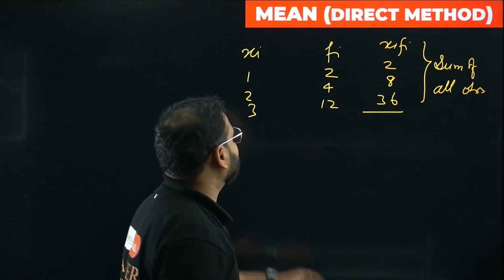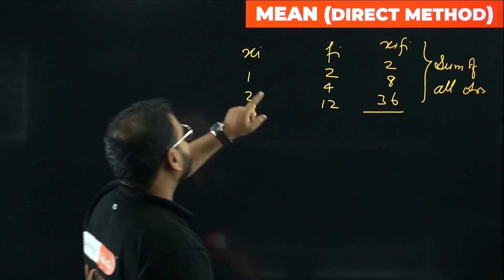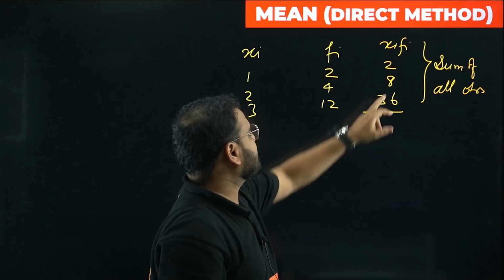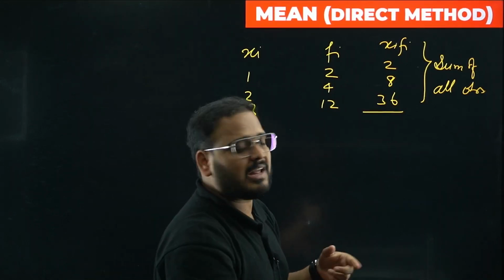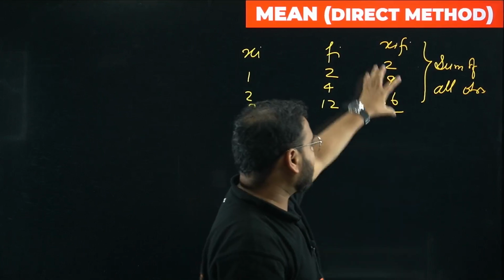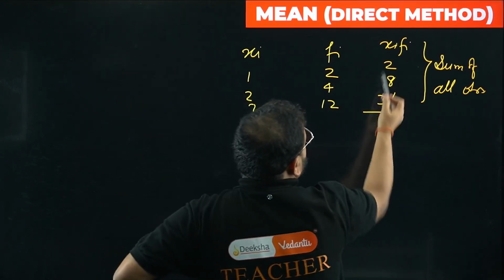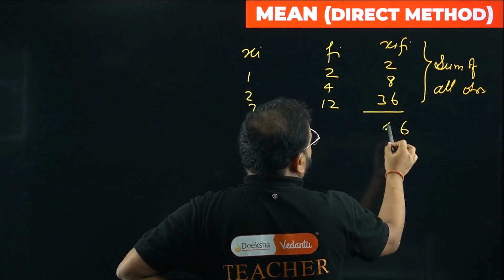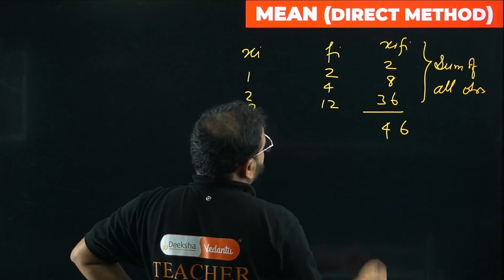Will you not agree? Please check. 1 is coming 2 times, right? The total sum of that one is 2 only. 2 is coming 4 times, meaning 2 plus 2 plus 2 plus 2; the sum is 8 only, right? 3 is coming 12 times, so 3 plus 3 plus 3, 12 times, means 36 only. So if you add all of this, what is that? The sum of all the observations. 8 plus 2 is 10, plus 6 is 16. Then I have 46 over here, right? Yes.